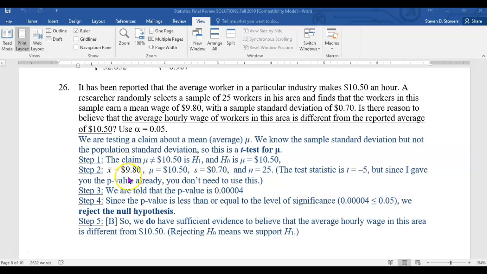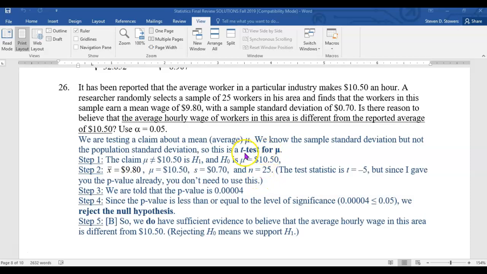So here, I want to make sure you know what the x bar and the mu and the s and the n would all be to calculate those things. So x bar is 9.80, mu, the number from the hypotheses, is 10.50, s is 0.70, and n is 25.